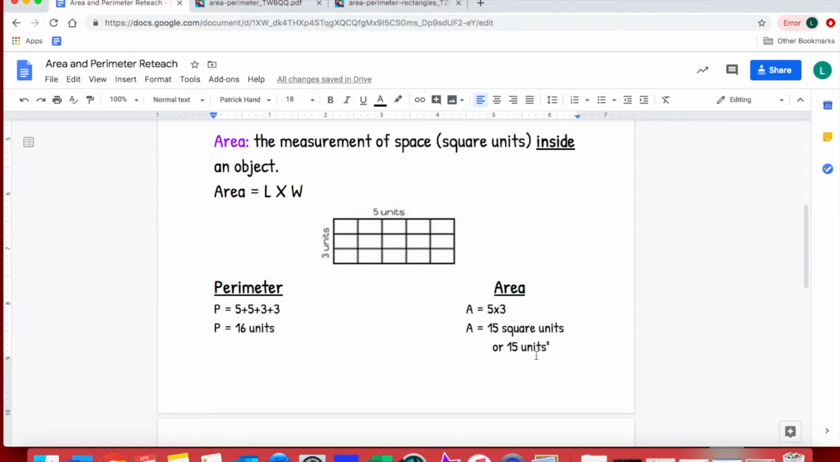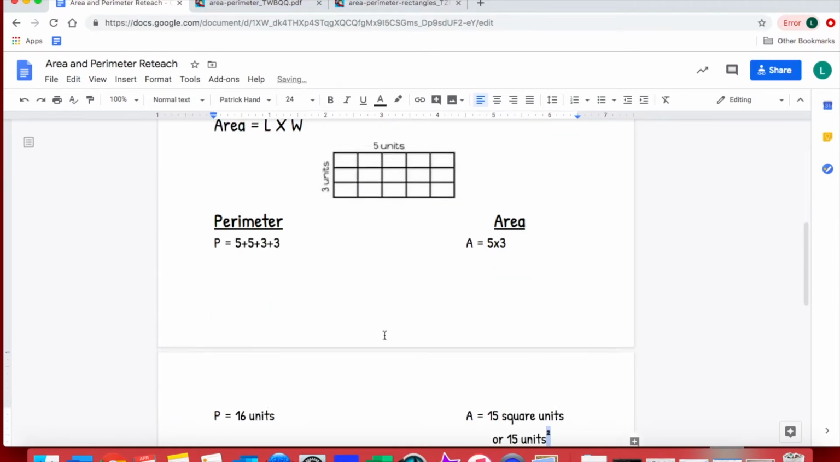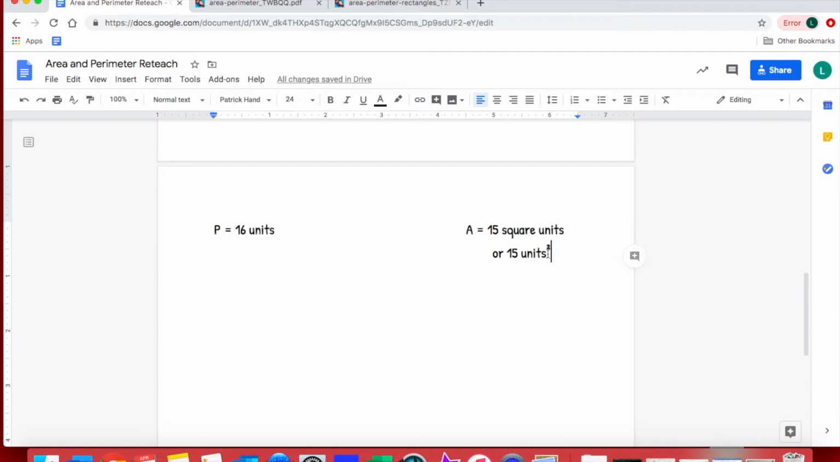Or, some of you may already know this. If you see this little 2 here, I'll make it a little bit bigger so you can see. There it is. If you see this little 2 here, guys, that also means squared. We taught you this a little bit earlier in the year. But remember, if you see a little 2, then that is also saying 15 square units or 15 units squared.